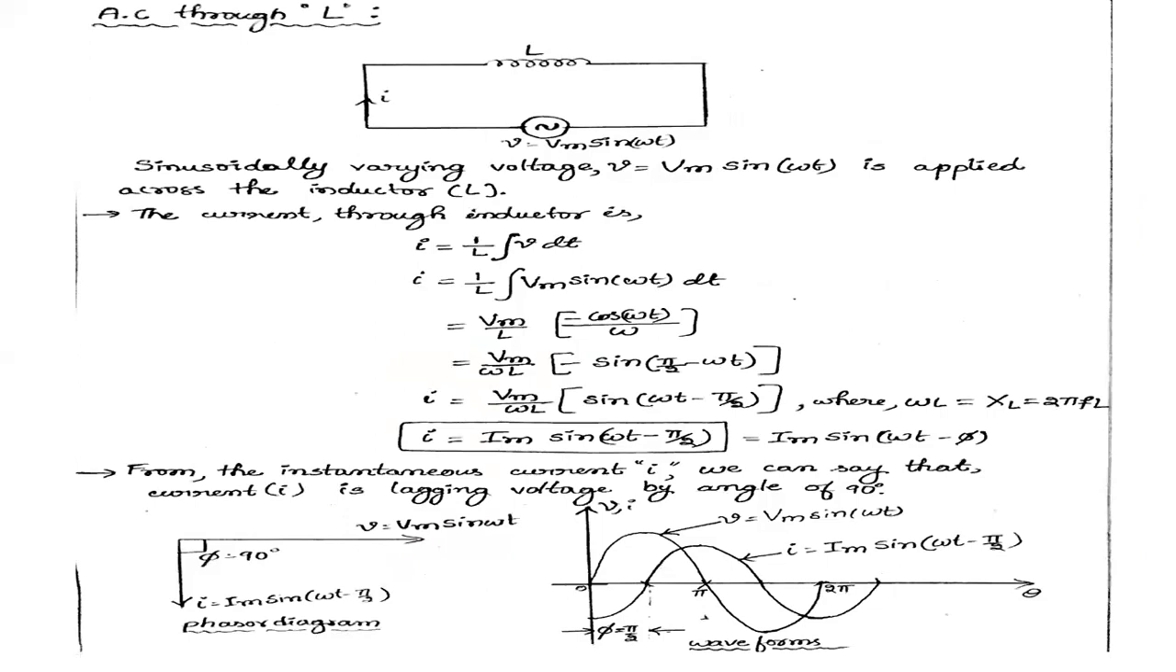Today we are going to discuss AC through inductor. The inductor is connected across the AC supply. This is the AC supply. I am going to connect the AC voltage V equals Vm sin omega t.